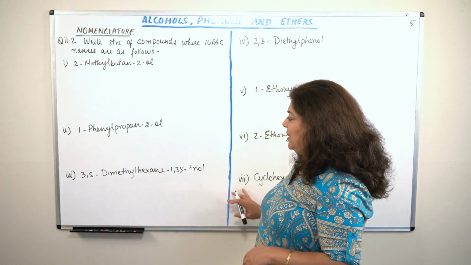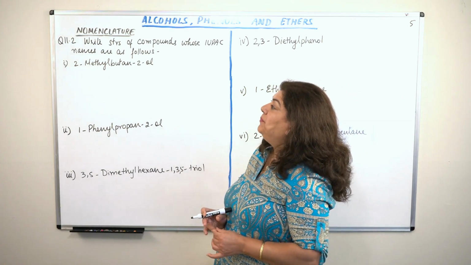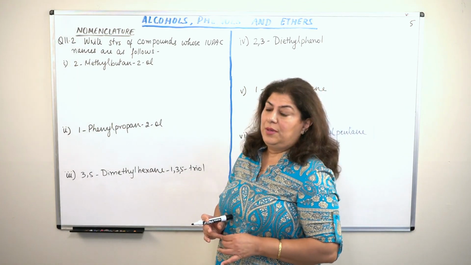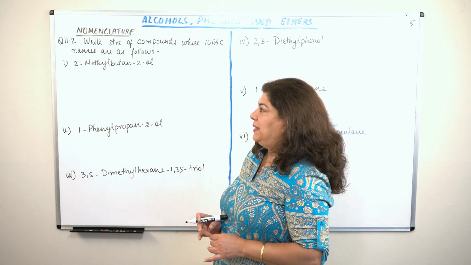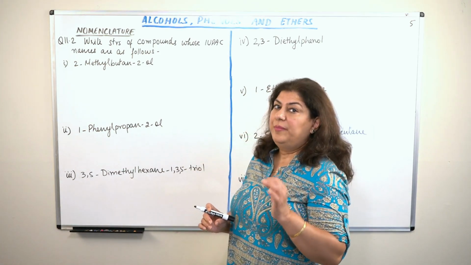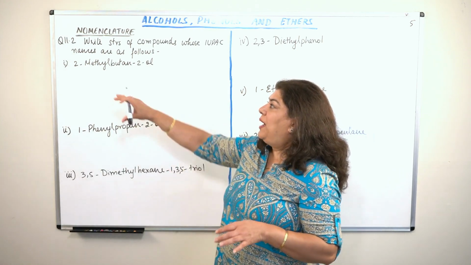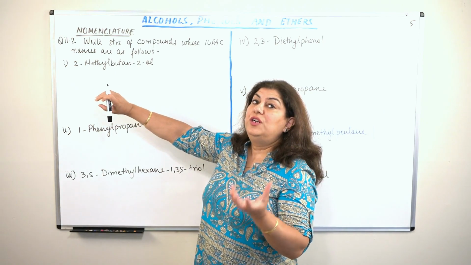There are 10 of these. I could adjust 7 on the board. I'll write down 3 later. The first compound is 2-methyl-butan-2-ol. So which part of the name gives you the word root?